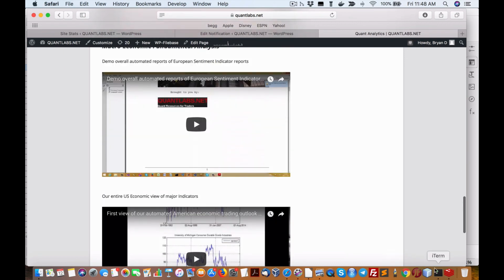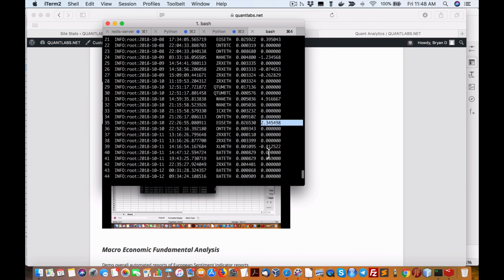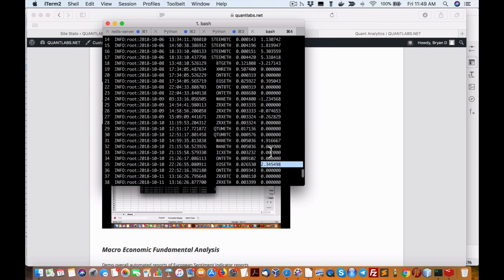And the performance so far of the last week has been, to me, absolutely stellar, because when you look at all these positive positions, it's probably over 40% on these positions since last Saturday.